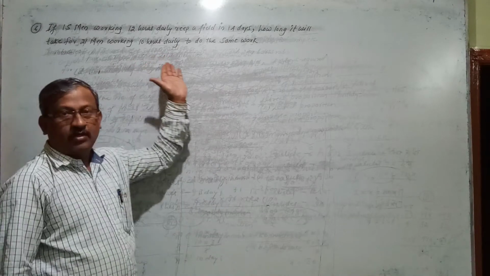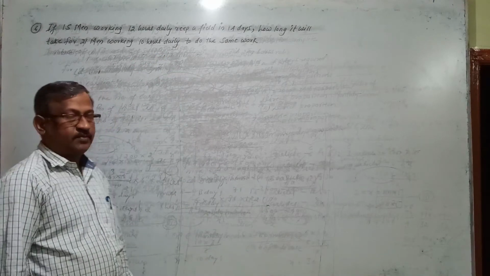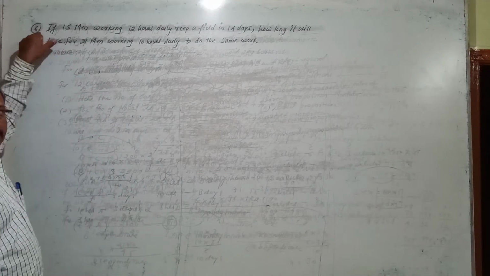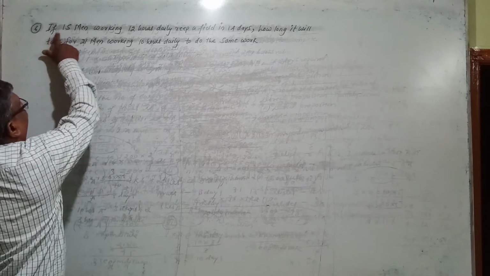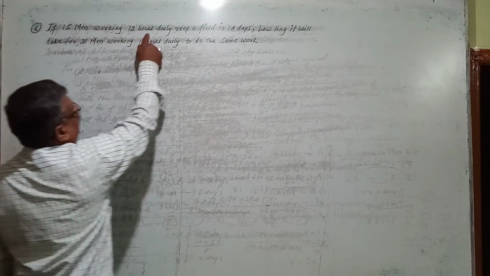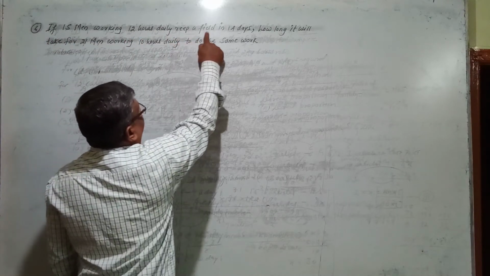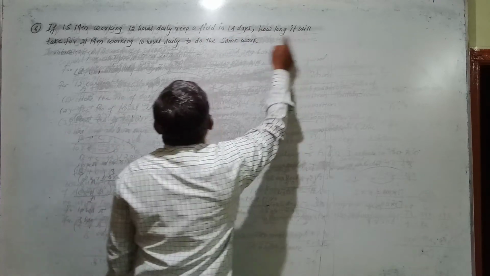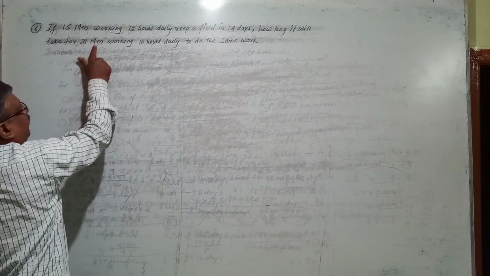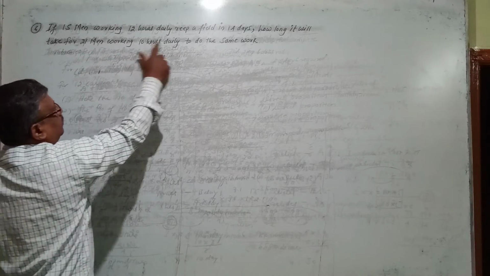So here is the next problem on proportion. Problem number 6 it is. I'll read out the problem. Question is, if 15 men working 12 hours daily reap a field in 14 days, how long will it take for 21 men working 10 hours daily to do the same work?